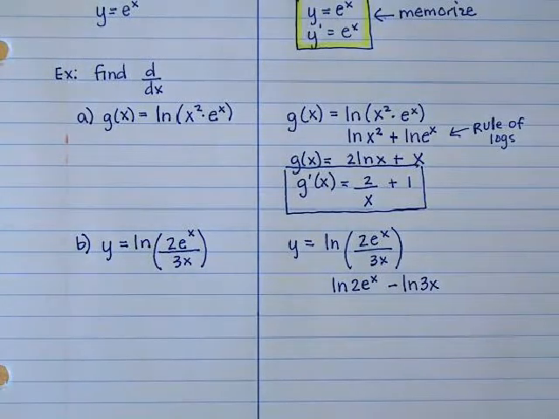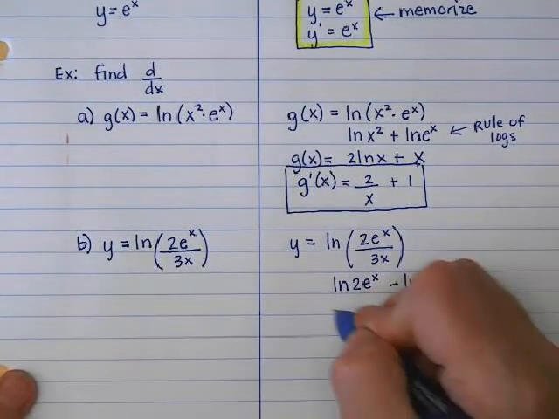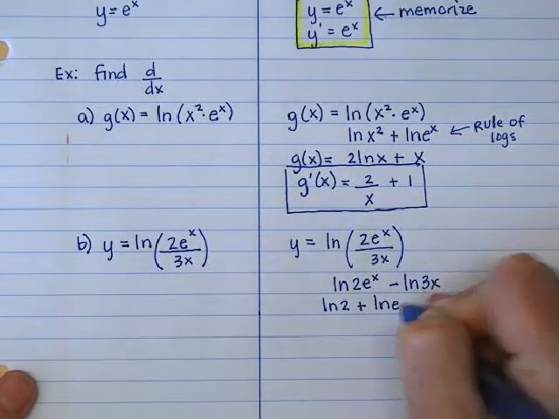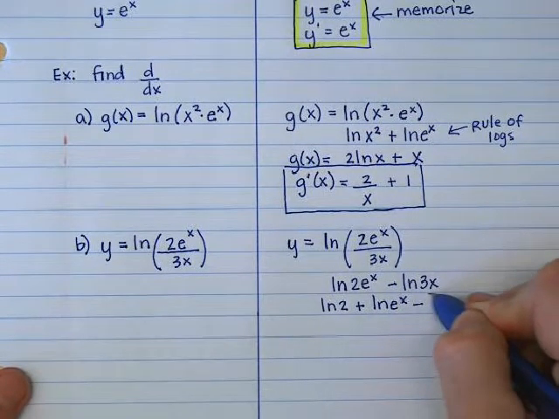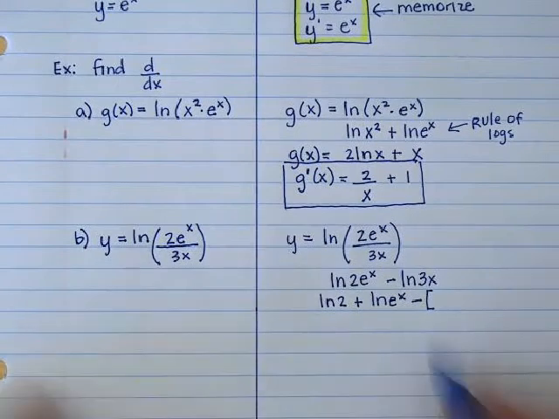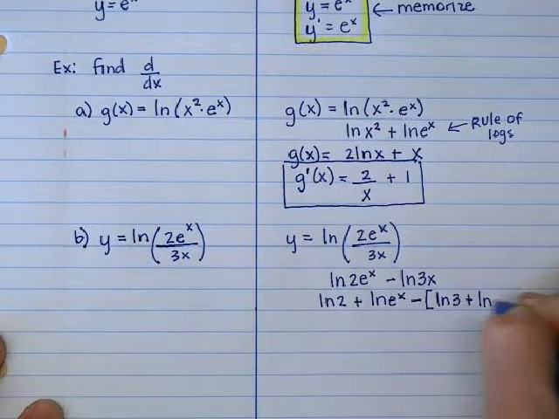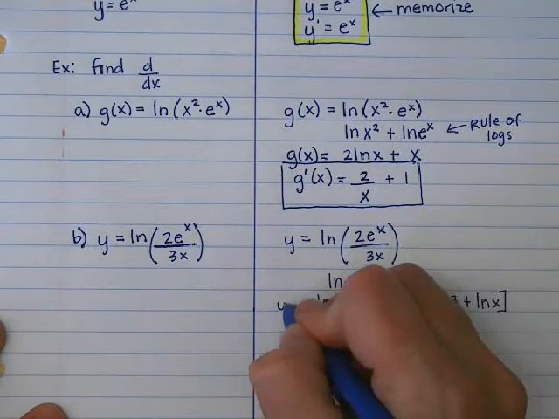Okay, now I'm going to still do rules of logs. So if I had these two, these are multiplied together. So this is the natural log of 2 plus the natural log of e to the x. I'm going to subtract, and I'm going to keep this in brackets, I could put parentheses. This is the natural log of 3 plus the natural log of x. Again, I have not found the derivative yet. All I'm doing is changing the form of this.